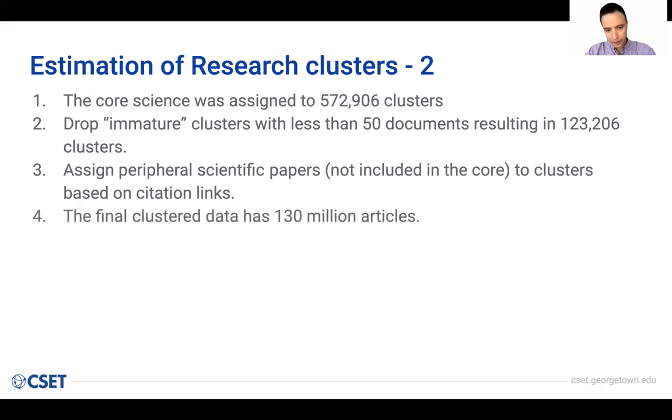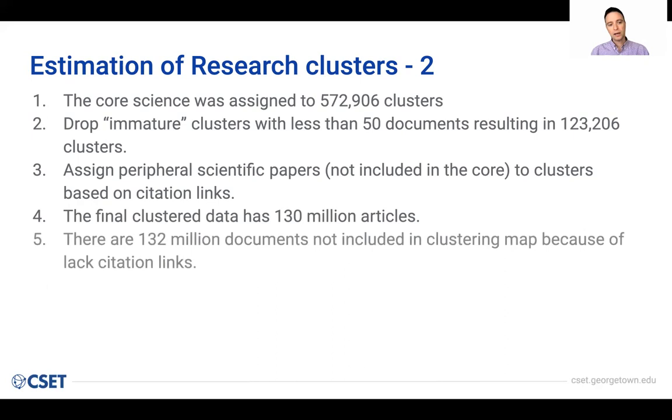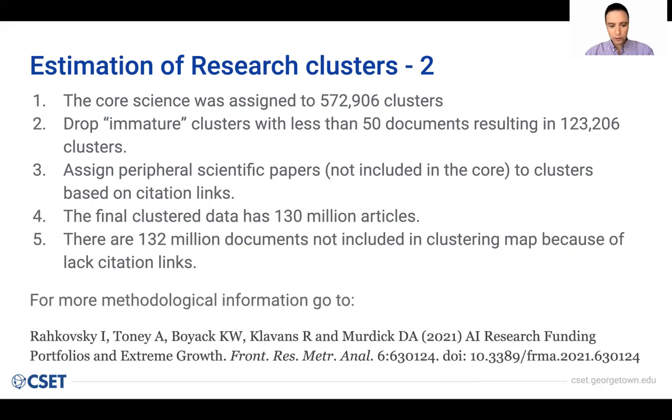In our final clustering data, we have 130 million articles. We started with 71 million core articles and assigned an extra 50 million articles from peripheral scientific papers. There are 132 million other documents that are not included in the clustering because they lack citation links and cannot be part of the citation network. If you want to know more about our methodology, please see our paper in Frontiers, which describes it in much greater detail.